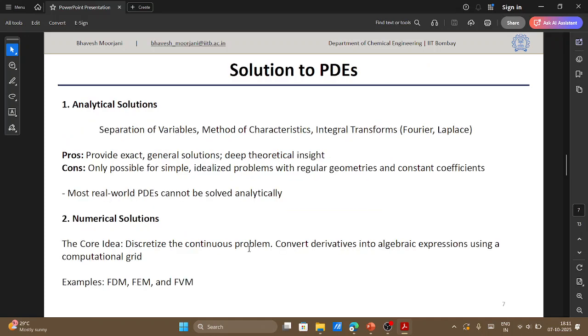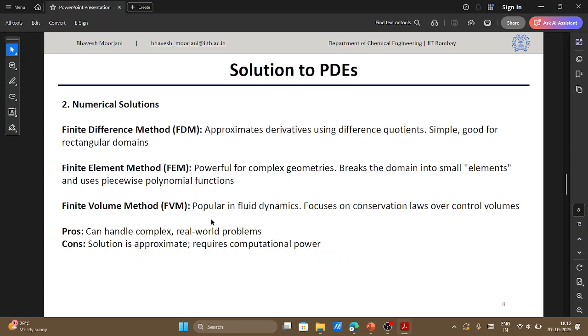Now, the solution of PDEs: if the expression of your partial differential equation is simple, then we can use analytical methods such as separation of variables, method of characteristics, or some integral transformation method. But most of the equations that we come across are more complex than what the analytical methods can handle, so we rely on the numerical solution, where we learned about the finite difference method, finite element method, and finite volume method.